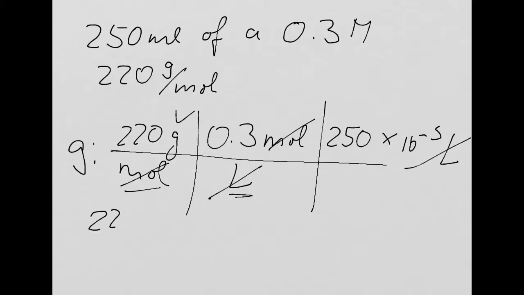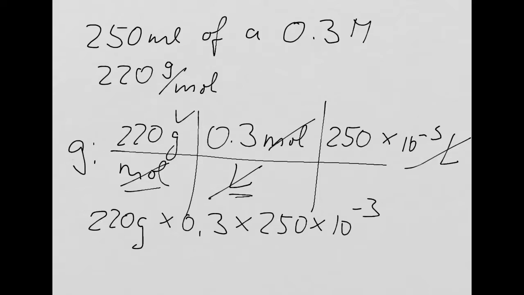So we have 220 grams. What is left in terms of unit? Grams, which we wanted. 220 grams times 0.3 times 250 times 10 to the minus 3 gives you 16.5. Yeah, that's approximately what I got. 16.5 what? Grams. Did you get that? Easy.